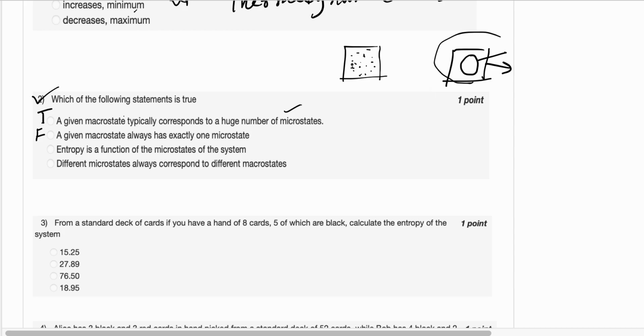If I keep the pressure, temperature and volume constant, the microscopic constituents inside can change, and that means this statement is not always true. Now the next: entropy is a function of the microstates of the system, right? As in the course, Boltzmann defined the entropy as proportional to the log of the total number of microstates. So entropy is always a function of microstates.